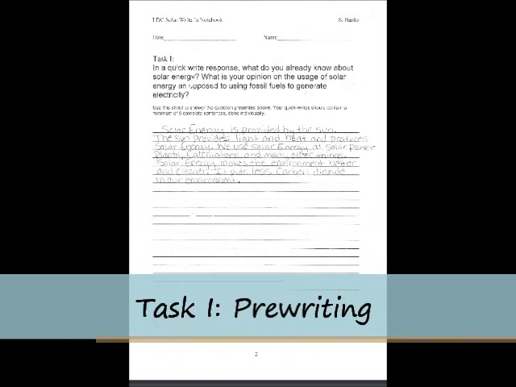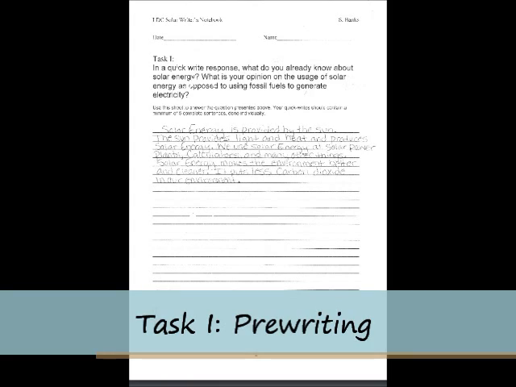Their first task assignment was to do a quick write, and this served as a pre-writing for the class. The instructions were as follows. In a quick write response, what do you already know about solar energy? What is your opinion on the usage of solar energy as opposed to using fossil fuels to generate electricity?